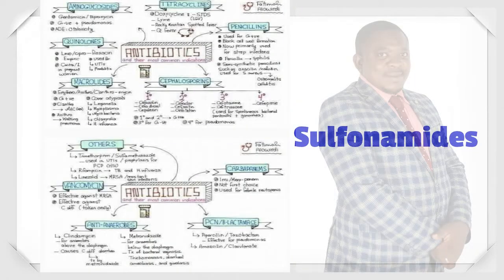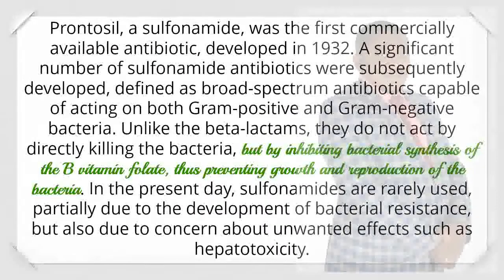Sulfonamides. Prontosil, a sulfonamide, was the first commercially available antibiotic, developed in 1932. A significant number of sulfonamide antibiotics were subsequently developed, defined as broad-spectrum antibiotics capable of acting on both gram-positive and gram-negative bacteria. Unlike the beta-lactams, they do not act by directly killing the bacteria, but by inhibiting bacterial synthesis of the B vitamin folate, thus preventing growth and reproduction of the bacteria.